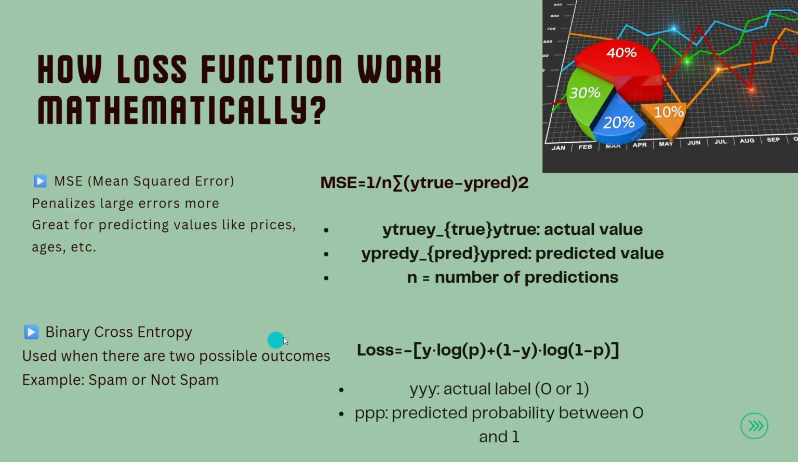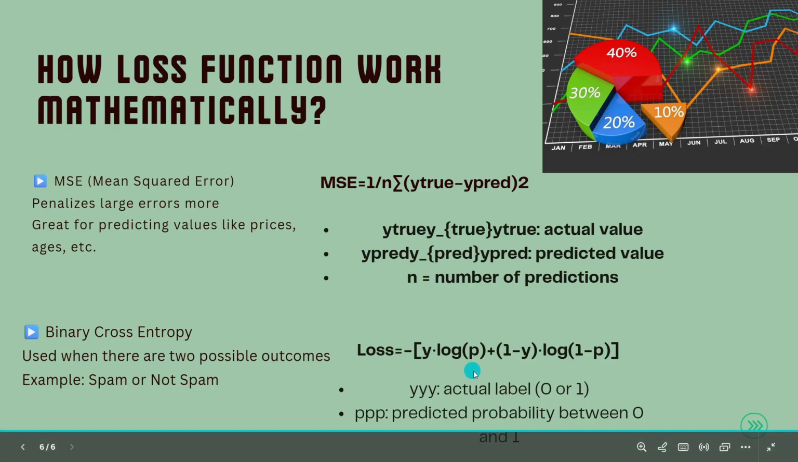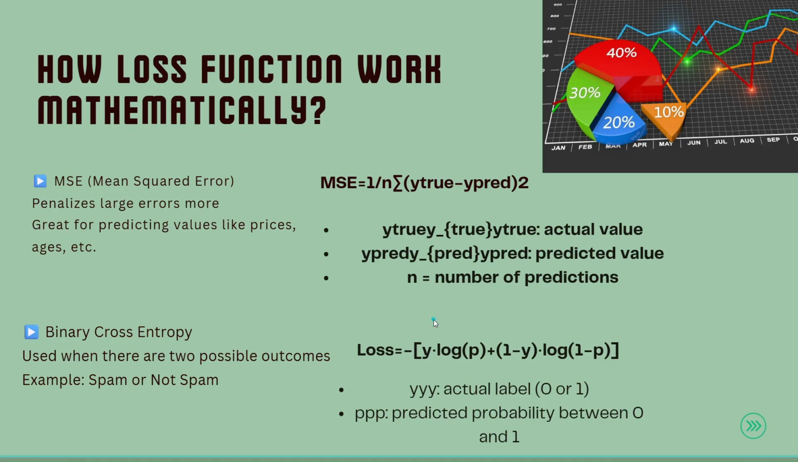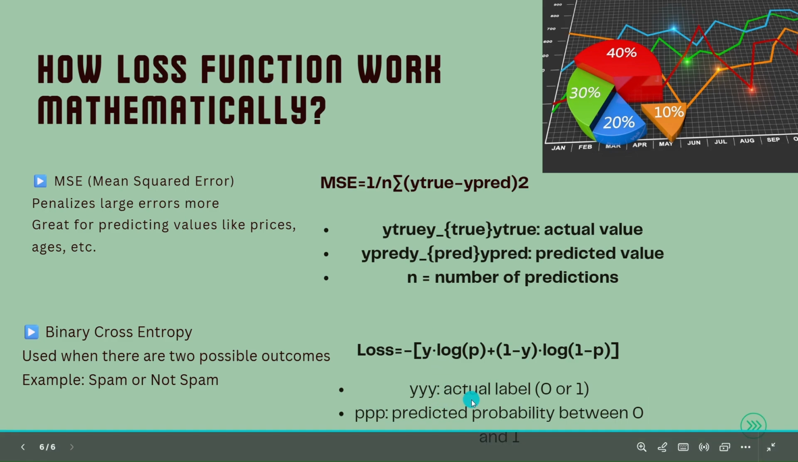Another one is binary cross entropy, where loss equals minus y into log of p, plus (1 minus y) into log of (1 minus p). Here y is the actual label, like predicting 0 or 1, as we have discussed earlier, like male or female in those types of classification. Coming to p, it is the predicted probability between 0 and 1.